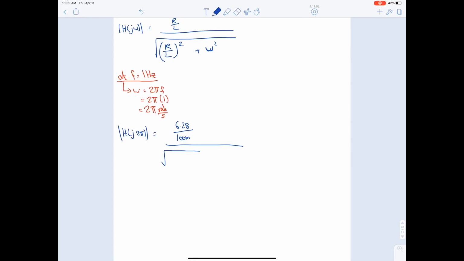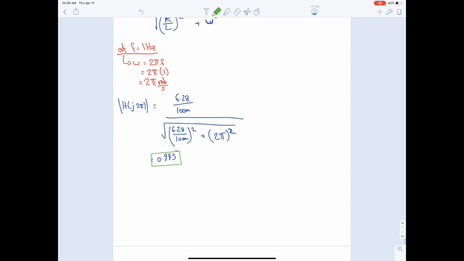Divided by the square root of (R, which is 6.28 again, over 100 milli) squared plus (2 pi) squared. If you calculate this, it will give you 0.995. What is the unit of the magnitude? It has no unit, it's unitless. So now we found the magnitude.